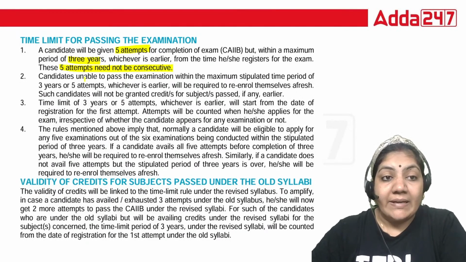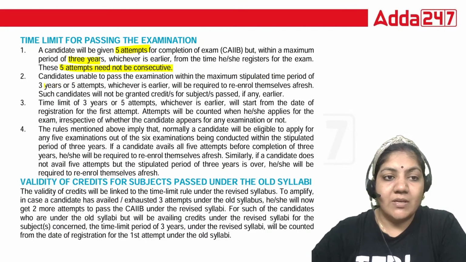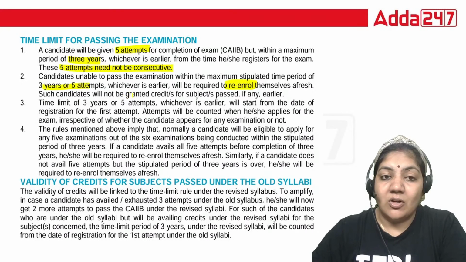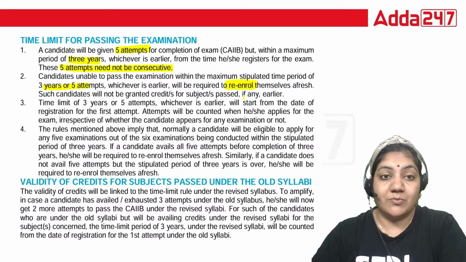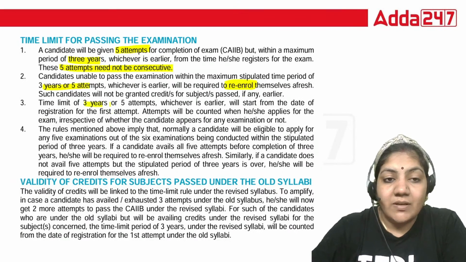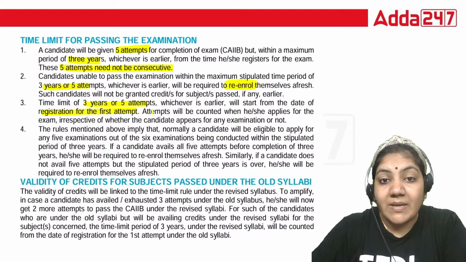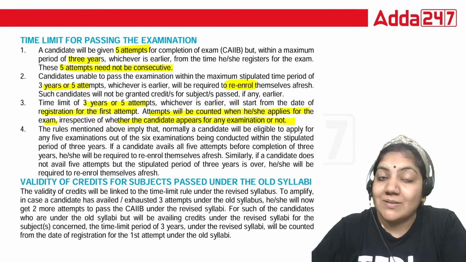Okay. Candidates unable to pass the exam within the maximum specified time period of 3 years or 5 attempts, whichever is earlier, will be required to re-enroll themselves afresh. Such candidates will not be granted credit for subjects passed earlier, if any. This is a very important point. The time limit of 3 years and 5 attempts, whichever is earlier, will start from the date of registration for the first attempt. Okay. An attempt will be counted when she applies for the exam, irrespective of whether the candidate appears for the exam or not. So applying is what counts as an attempt.